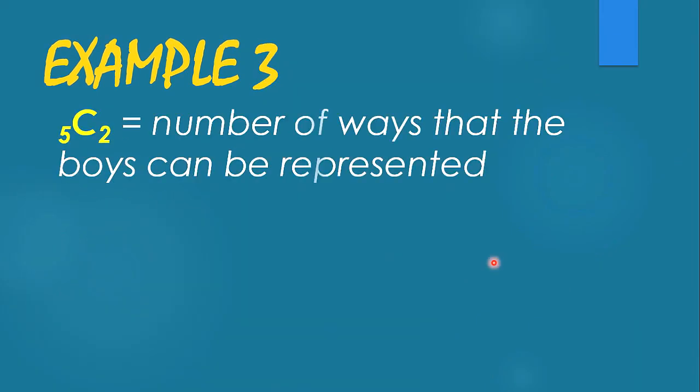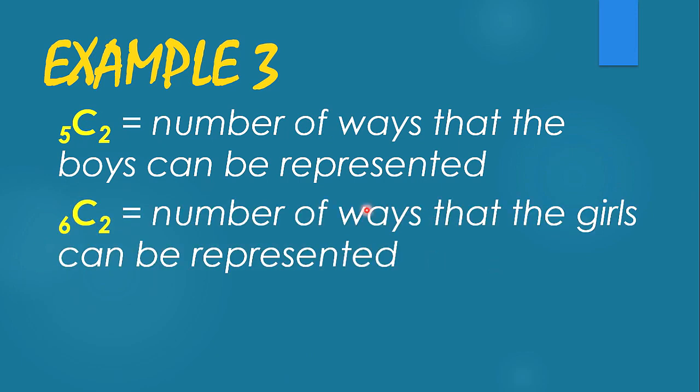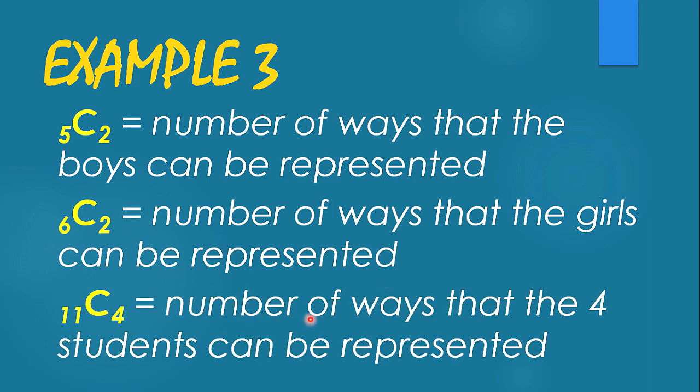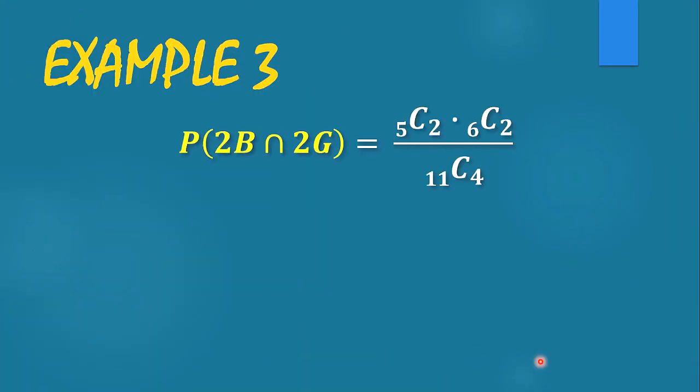So again, we have 5C2, the number of ways that the boys can be represented. And then this one would be the number of ways that the girls can be represented. And the total, of course, would be the number of ways that the students can be represented. So we have the probability of getting 2 boys and 2 girls. For the boys, we have combination of 5 taken 2, for the girls, combination of 6 taken 2, over combination of 11 taken 4.